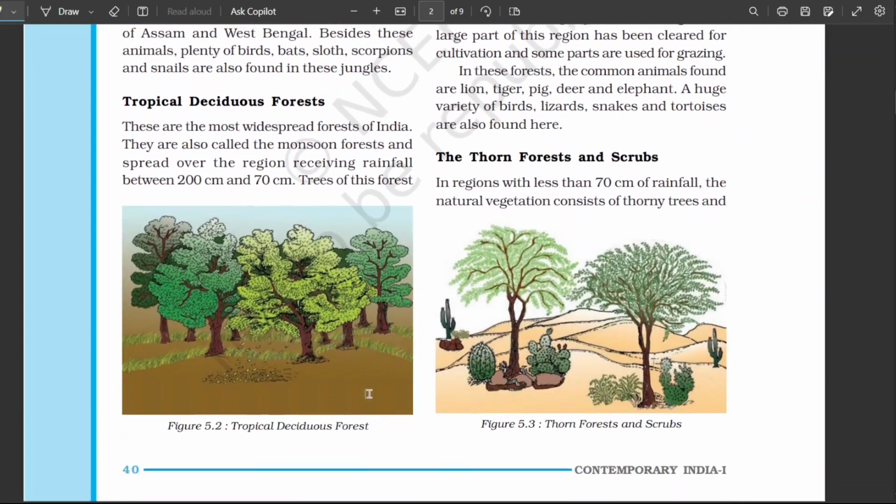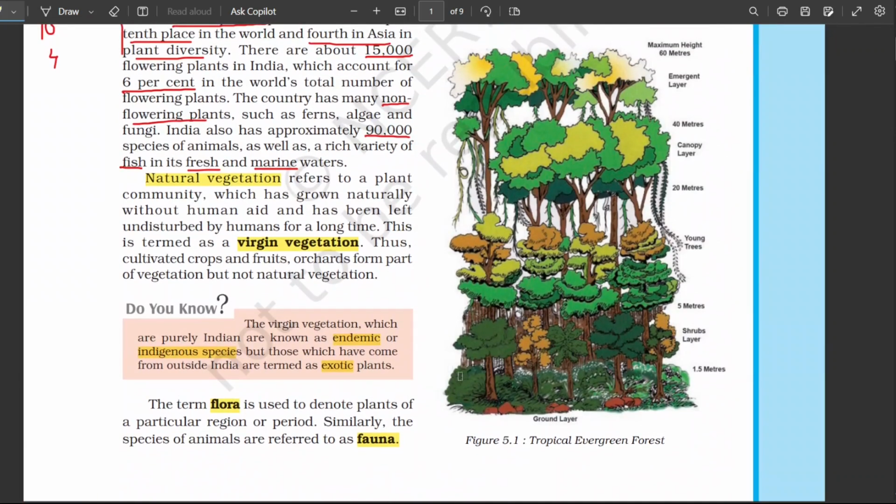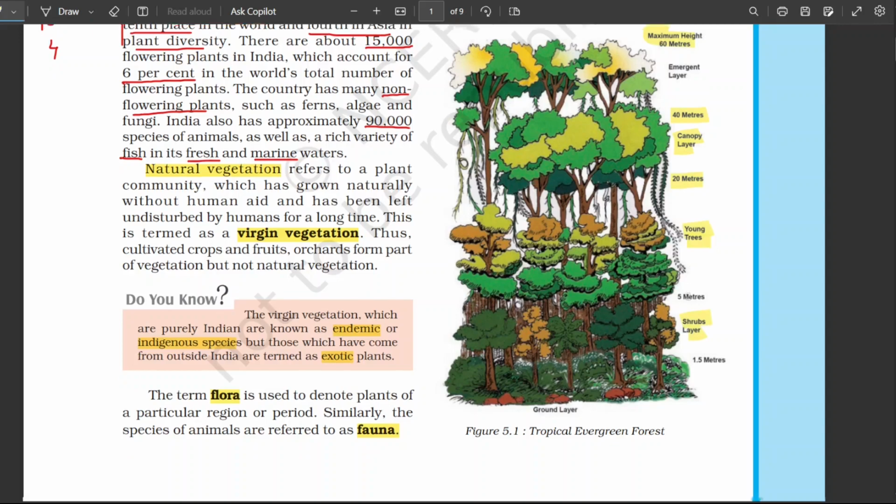Now coming to the tropical deciduous forest, we will see the diagram that we were referring earlier. If you see, this is the tropical evergreen forest and multi-layer structure that was talked. So maximum height of around 60 meters, emergent layer. So you see one layer will be above, and it is multi-layered because of plenty of sunlight and humidity that is available. 40 meters canopy layer, 20 meters, young trees, shrubs and layers. So even till bottom you have shrubs, okay, and that's how you have multi-layered structure.